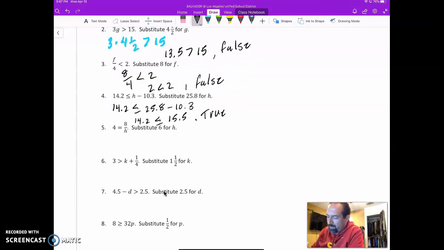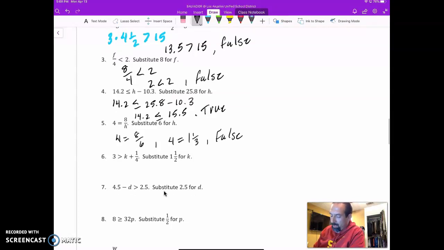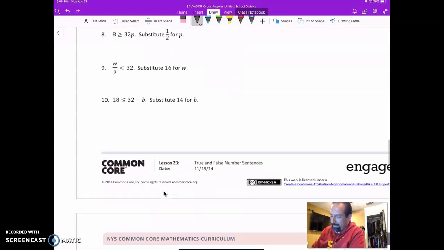So we go down the line. This is substitute 6 for h. So we have 4 equals 8 divided by 6. Obviously, 8 divided by 6 is not equal to 4. It's about 1 and 2/6, which is 1 and 1/3. That's a false statement. So we work all of our way down, and there's a lot of problems here.